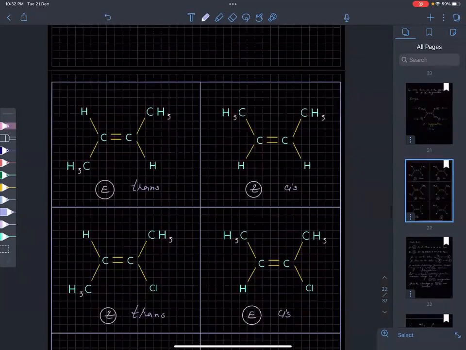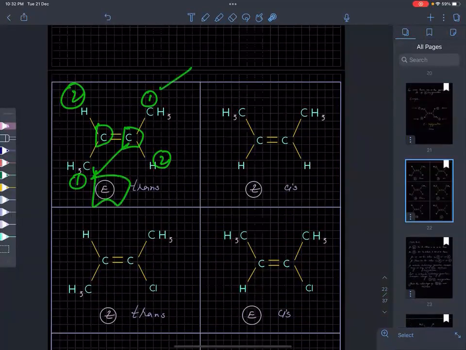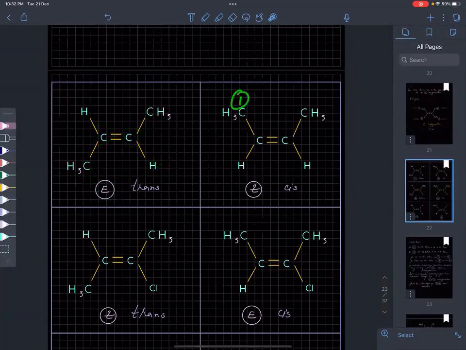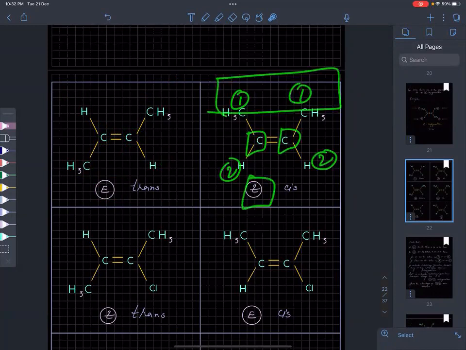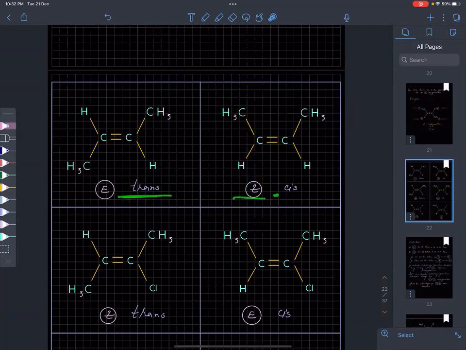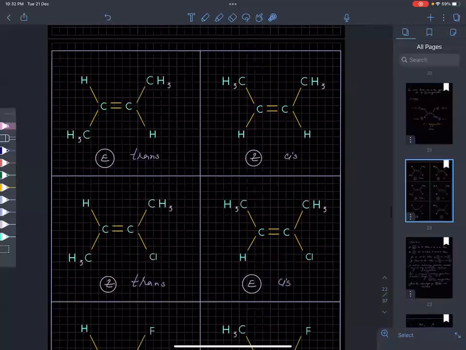This one. Can you see it is E? Because number 1 priority is this, number 2 is this here for this carbon. For this carbon, number 1 is this, number 2 is this. So number 1 is on the opposite side, it is E. Here, number 1 and number 2 for this carbon, for this carbon, number 1 and number 2. Number 1 is on the same side. So Z is cis and E is trans, and this one is E and cis. Okay, fine. Not a problem.